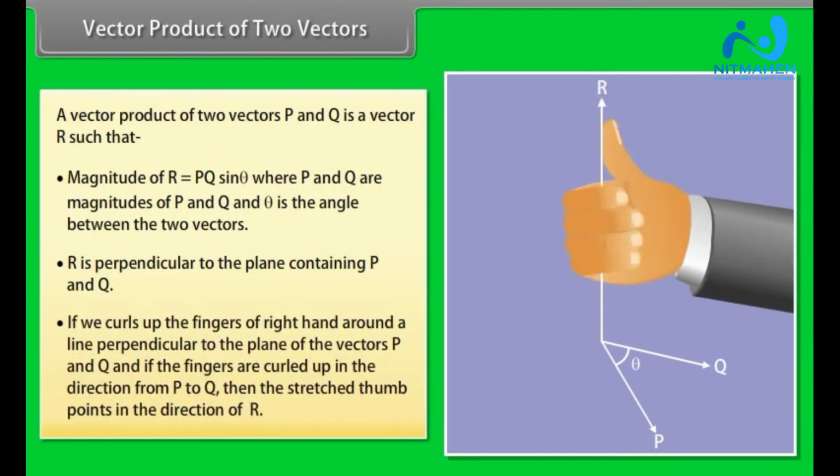If we curl up the fingers of the right hand around a line perpendicular to the plane of the vectors p and q, and the fingers are curled up in the direction from p to q, then the stretched thumb points in the direction of r.